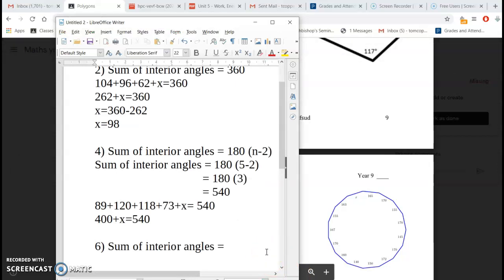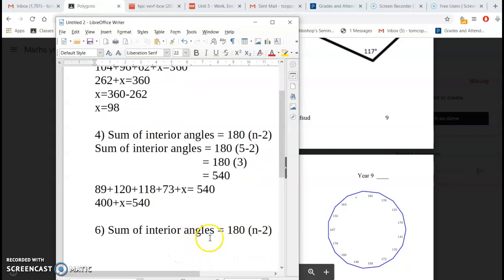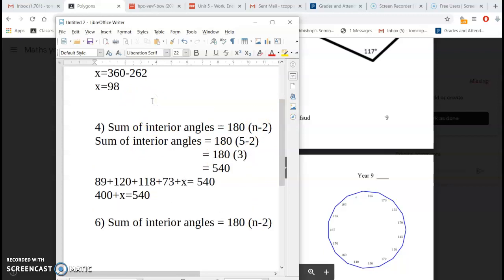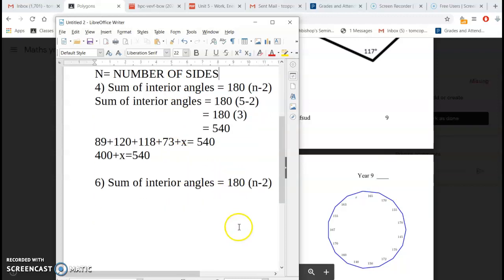So we know the formula that we use in number 4, we know that 180 times n minus 2. So we know that the sum of interior angles is equal to 180 times n minus 2. Now, what is n? What did I say n was? N is equal to, let me just write it up here so you don't forget, n is equal to number of sides. So we know the number of sides when we counted it together was 15.